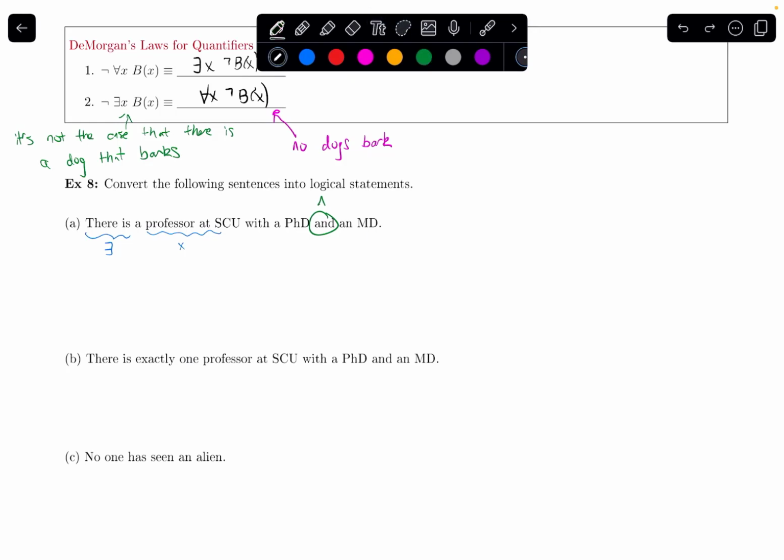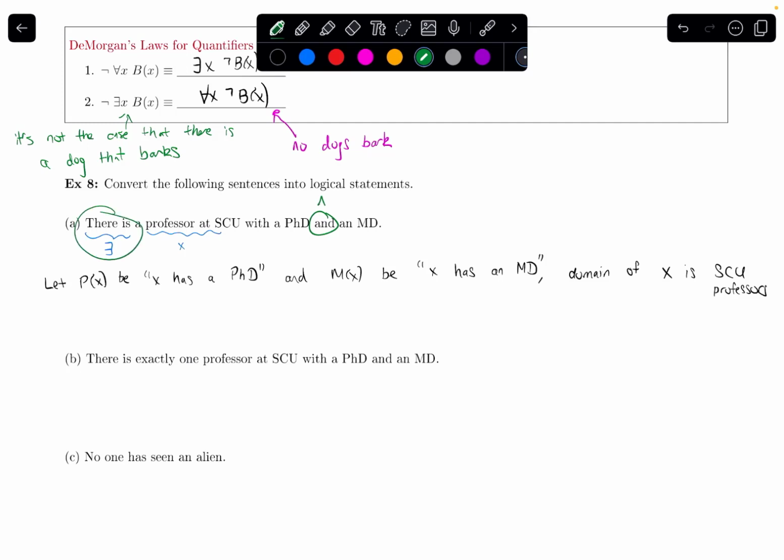Okay, so let's start to write this. I'm going to let some statement for having a PhD, maybe I'll call that P of X. So P of X is going to be X has a PhD. And I need a separate propositional function for having an MD. Maybe I'll call that M of X. I'm going to let M of X be X has an MD. Okay. I have these propositional functions. I need to specify what the domain of this variable is. So the domain of X. What are we talking about here? Well, we're talking about professors at SCU. Domain of X is SCU professors. Okay, so I'm ready to now express this using my logical symbols.